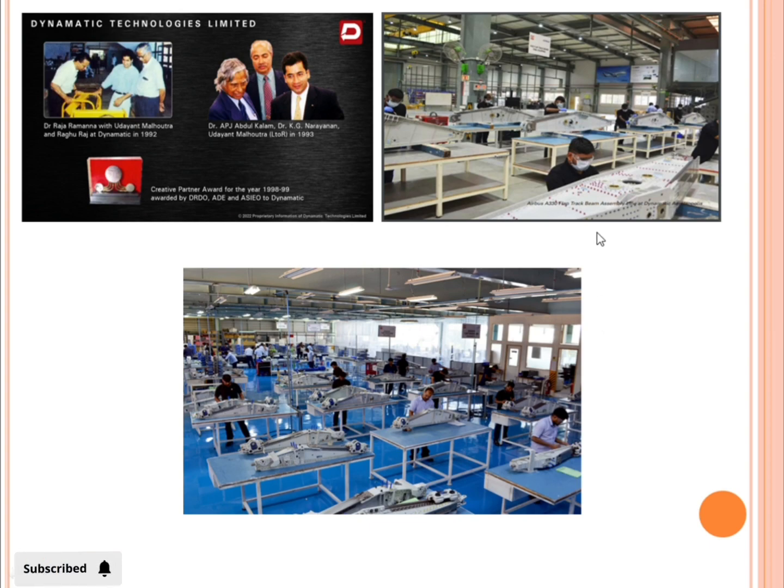This first picture shows Mr. Udayant Malhotra, CEO of Dynamatic Technologies Private Limited, and Dr. Raja Ramanna, who is overviewing the process and sub-assemblies of aircraft components at Dynamatic Technologies Private Limited in 1992, and also in 1998 Dynamatic Technologies bagged the Creative Partner Award, which was awarded by DRDO, ADE and ASIEO.